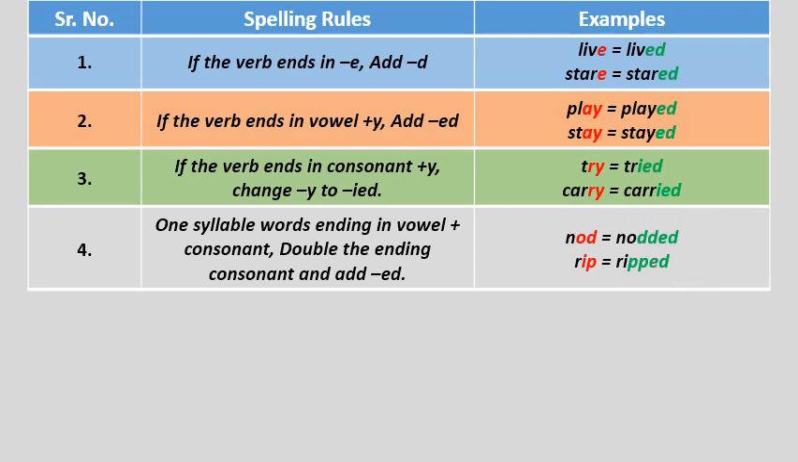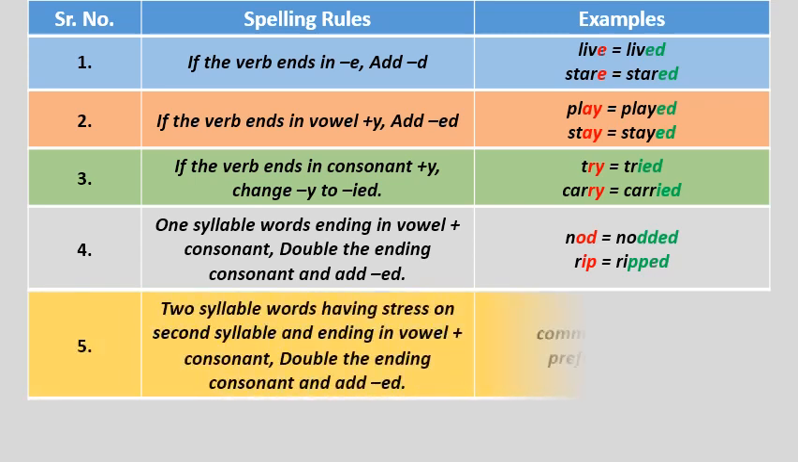Then we double the ending consonant and add ed at the end of the verb to make the past tense. For example, nod, nodded, rip, ripped. Number 5. Two syllable words having stress on the second syllable and ending in vowel plus consonant. Then we double the ending consonant and add ed at the end of the verb to make the past tense. For example, commit, committed, prefer, preferred.